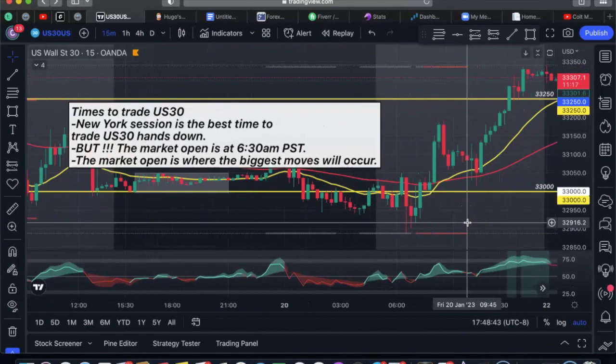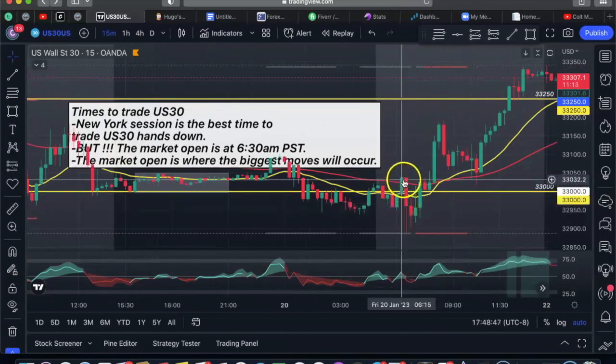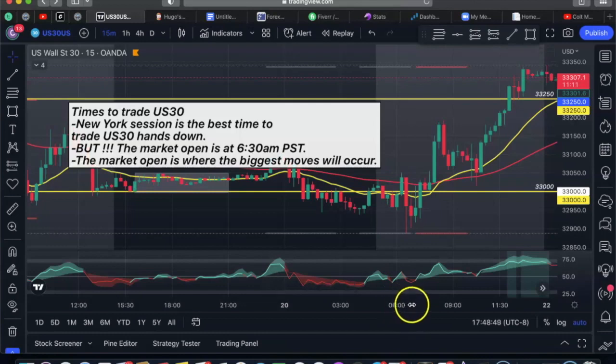And let me show you guys really quick. We can see right here on the minute 15 time frame, we're looking at this candle. And look at the time down here that I'm looking at. It says 6:15. This candle opens at 6:15, closes at 6:30. That is your ideal candle that you want to be entering on when you're trading US30.